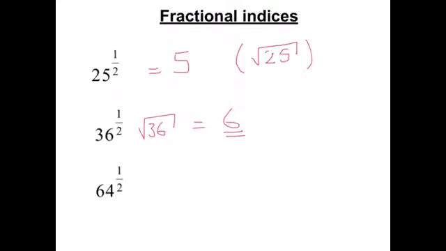And for the final one, again, a power of a half. So we're going to square root the value of 64. And that gives us the answer of 8. So that's fairly straightforward. It's almost like the inverse of squaring when you have a power of a half.